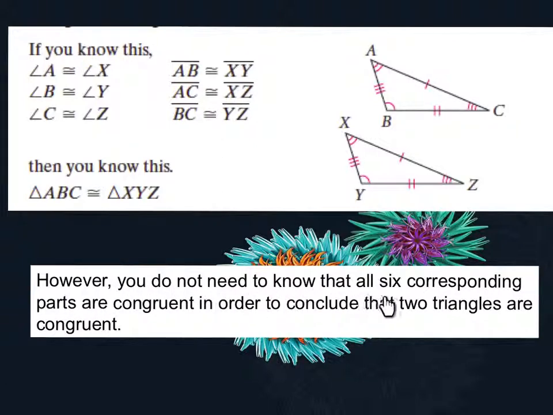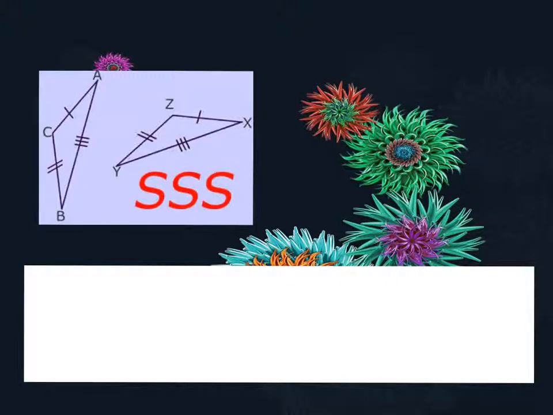However, you do not need to know that all 6 corresponding parts are congruent in order to conclude that the two triangles are congruent. Instead, we can look at different parts of the triangles and figure out if they're congruent triangles. We're going to look at different components of the triangles, comparing all their sides, or seeing if a couple of sides and angles are congruent, instead of looking at all 6 corresponding parts. So the first congruence statement that we're going to look at for triangle congruence is side, side, side.